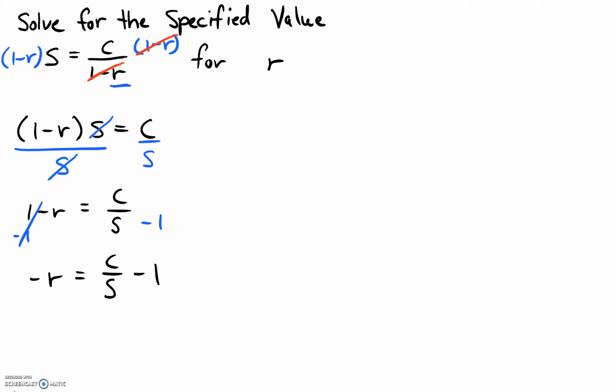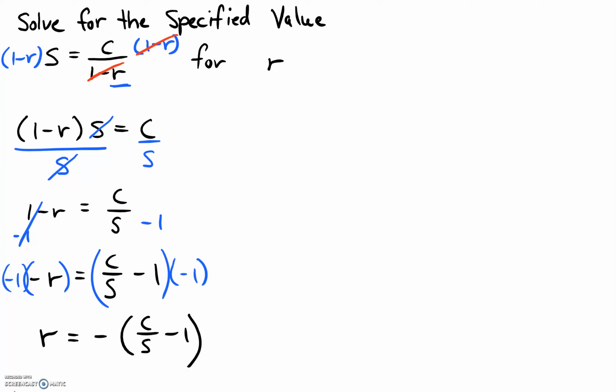Now the only thing keeping us from having r by itself is the negative out in front of it, so we're going to multiply both sides of this equation by negative 1. And so negative 1 times negative r is going to leave us with r on the left-hand side, and the negative, if you just want to leave that outside of the parentheses in front of the c over s minus 1, that's perfectly okay. If you're trying to match this, like let's say you're doing a multiple choice question and they distributed the negative inside, then you could go ahead and do that.